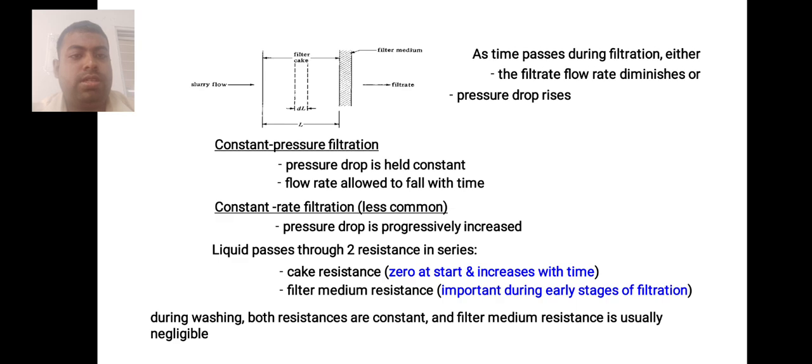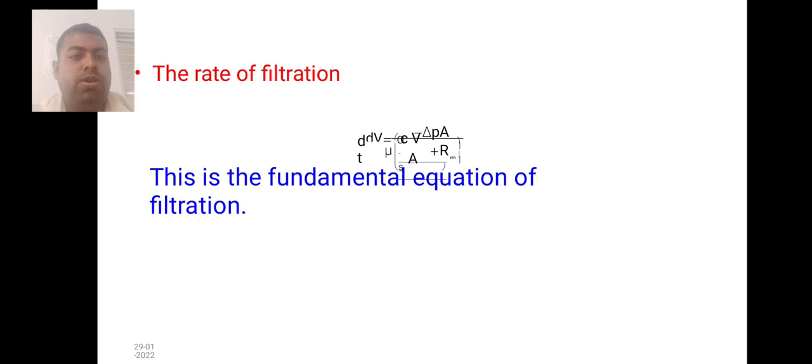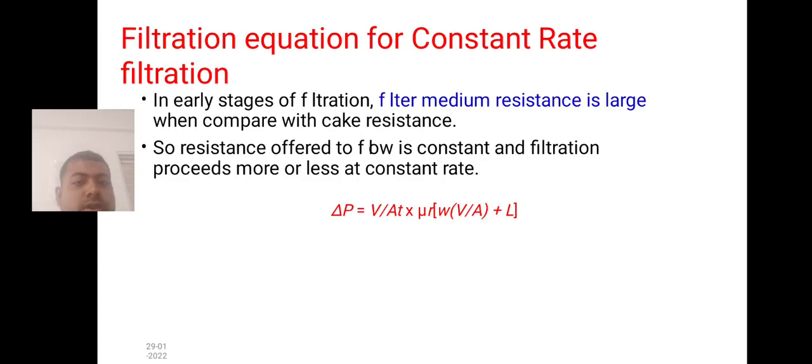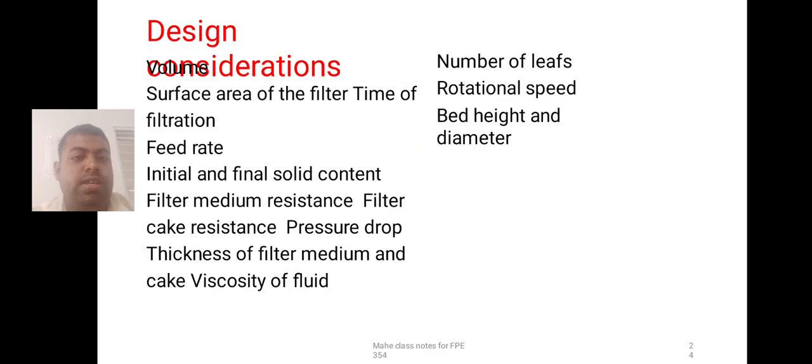And in the next session we are going to see the filtration equation for constant rate filtration. In early stages of filtration, filter medium resistance is relatively large when compared to the cake resistance. So the resistance offered to flow is constant and the filter proceeds more or less at constant rate. Delta P is equal to V by A T into mu into W by W into V by A plus L. Then filtration is a constant pressure filtration, and the design considerations.